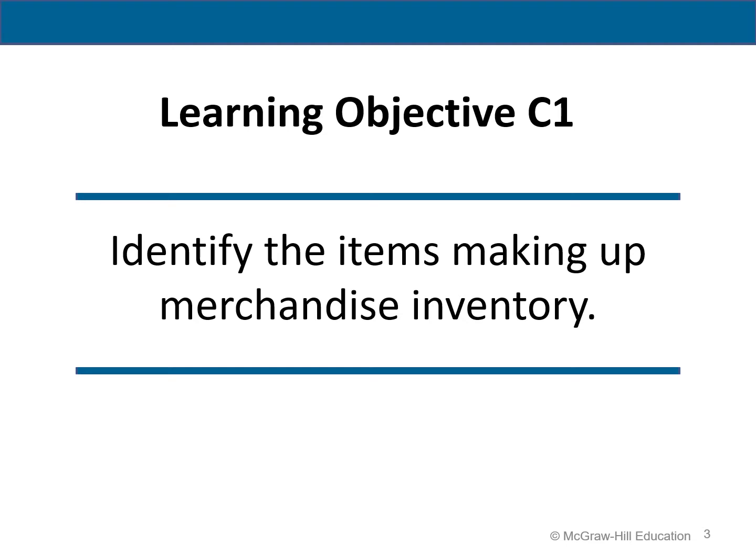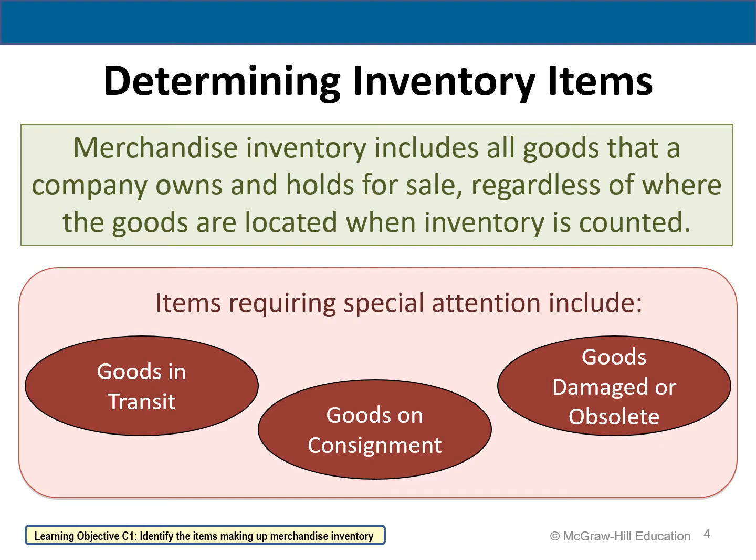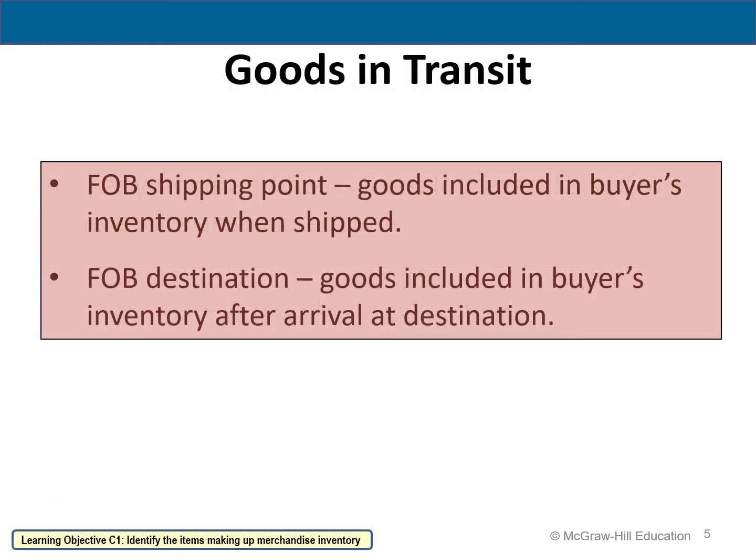All right, so let's identify the items that make up merchandise inventory. It includes all goods that a company owns and holds for sale, and it doesn't matter where those goods are located. So goods in transit. We talked last chapter about FOB shipping point and FOB destination. If goods are shipped FOB shipping point, they're included in the buyer's inventory when they're shipped. If they're shipped FOB destination, they are not included in the buyer's inventory until they arrive.